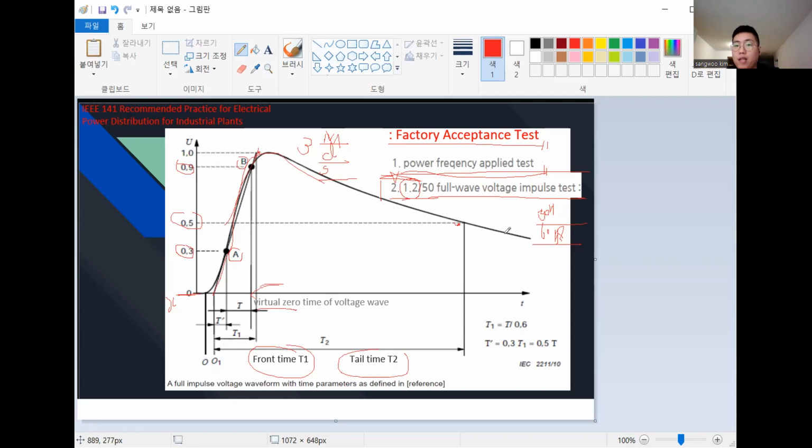There are actually many tests, but today I wanted to introduce the factory acceptance test, and I focused on this full wave voltage impulse test.